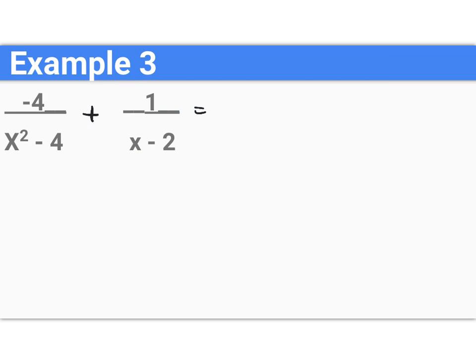And finally, let's do something a little bit more difficult. Okay, x squared minus 4 is the difference of squares. So what do we have? Negative 4 over x plus 2 times x minus 2 plus 1 over x minus 2. Okay, what's missing from the second fraction? X plus 2.